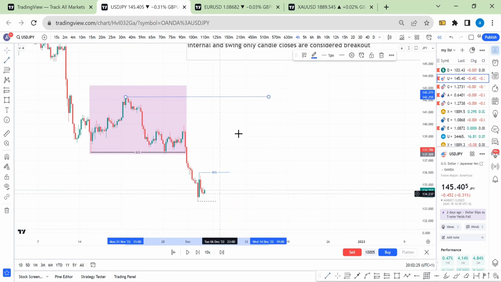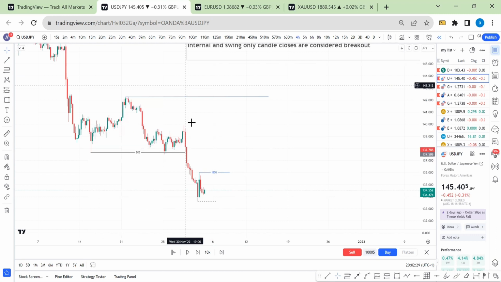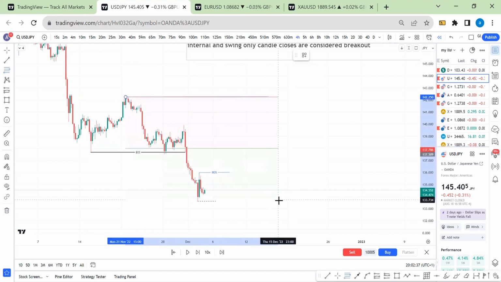So if price should break this place, then we have a swing change of character. We expect price not to break it because we're on a downtrend. So what we just expect is that price should pull back into at least 50% of that using our fib.